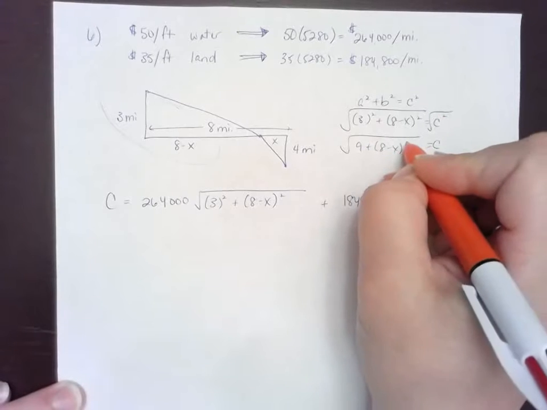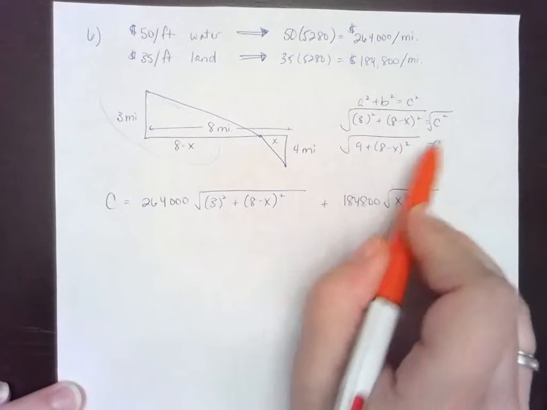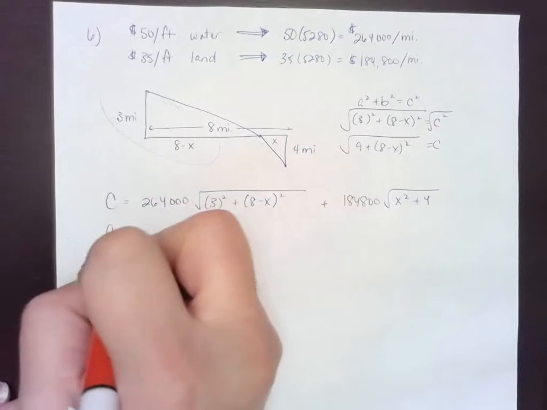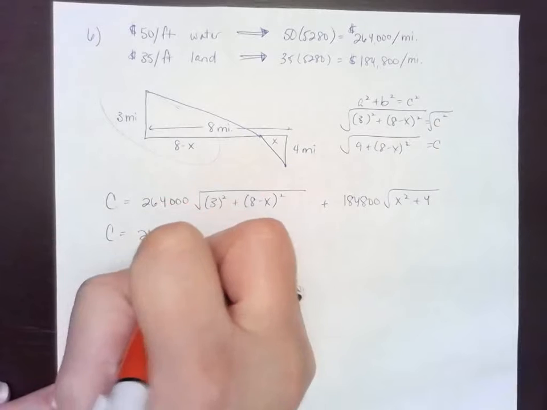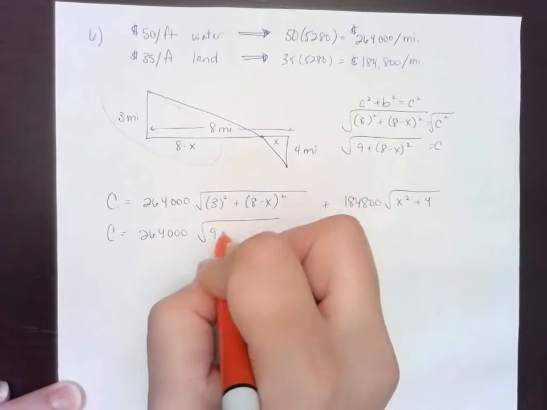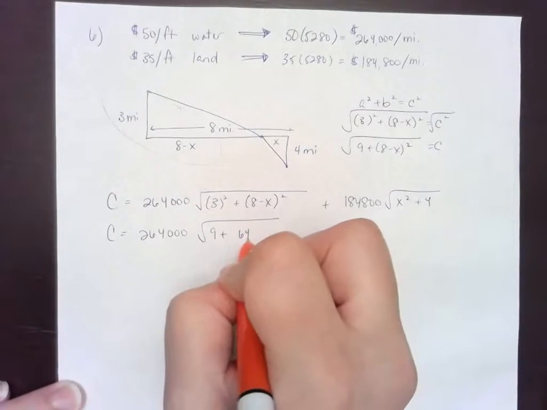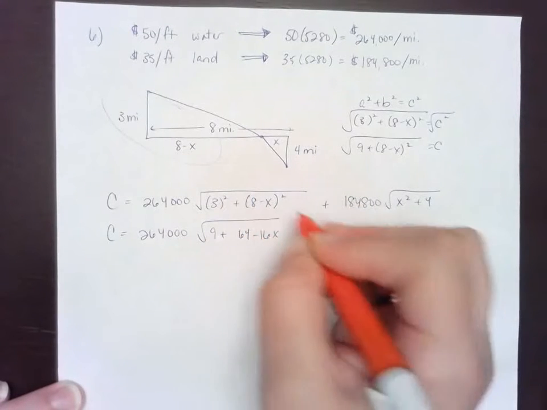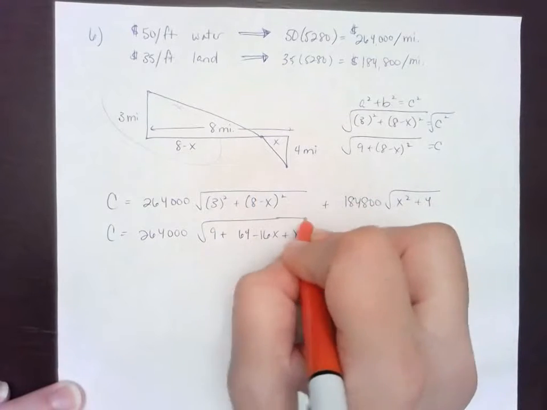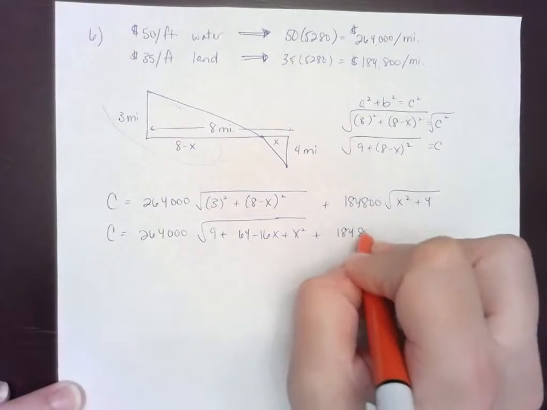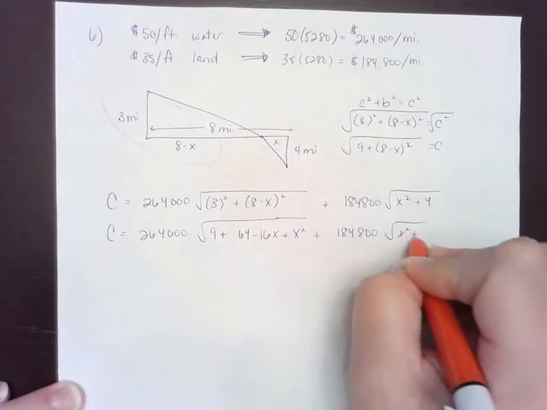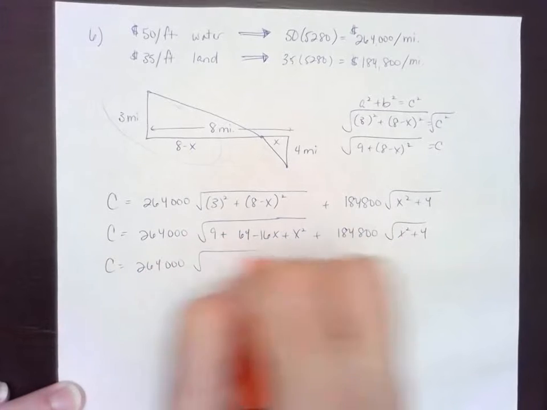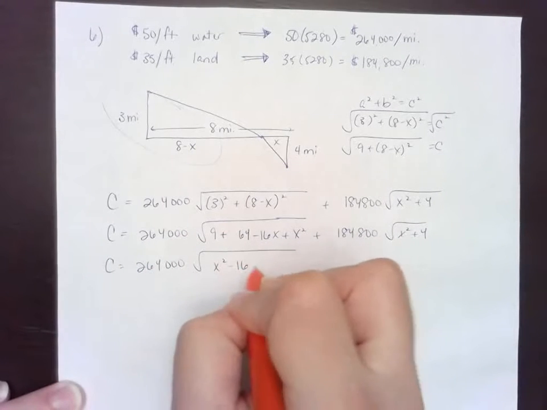Now, I don't want a lot of chain rule pieces, functions within functions within functions, so I'm going to simplify what's inside my radical here. Eight times 8 is 64. 8 times negative x is negative 8x, and I'm going to have that twice. And then negative x times itself is x squared. I'm going to simplify. And I'm going to write it in standard form.